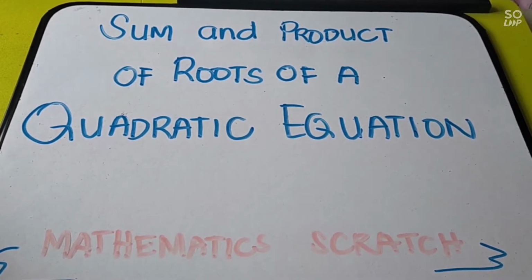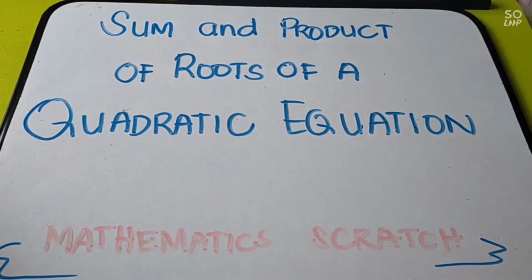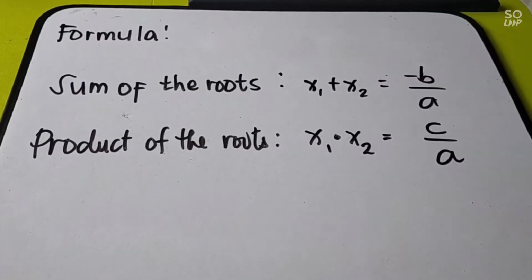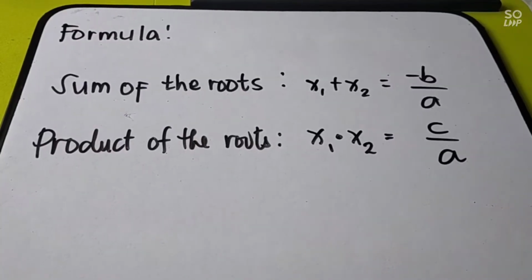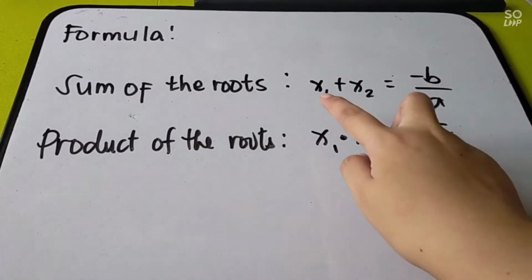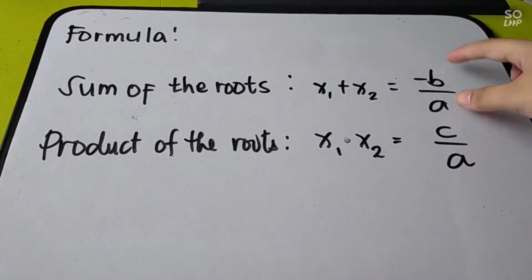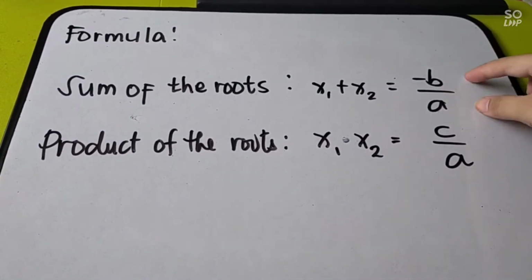In this session, we are going to discuss the sum and product of the roots of a quadratic equation. So here is a simple formula for the sum and product of the roots. For the sum of the roots, you have x sub 1 plus x sub 2 is equal to negative b over a. So that's the formula for the sum, negative b over a.